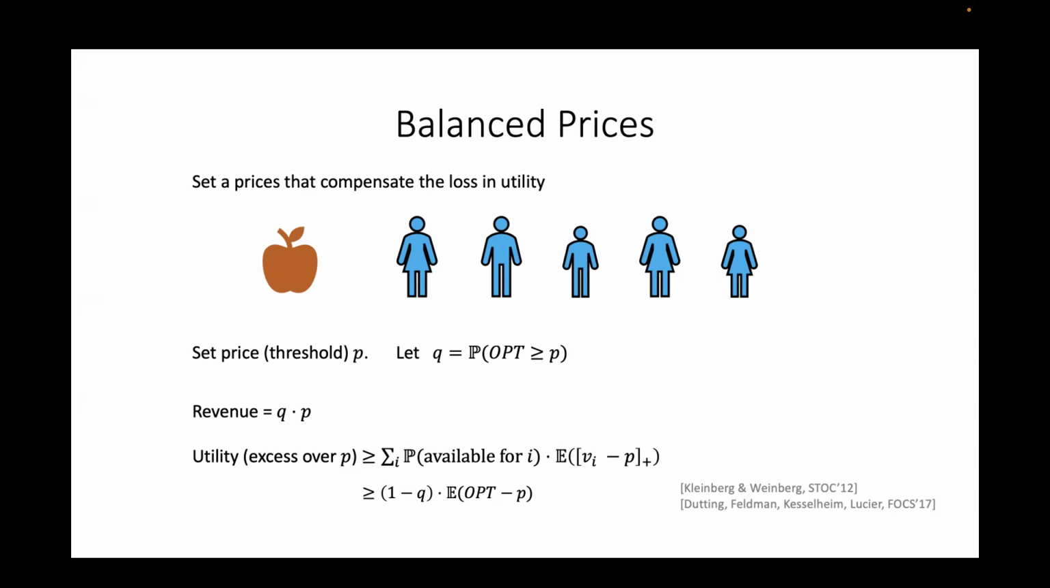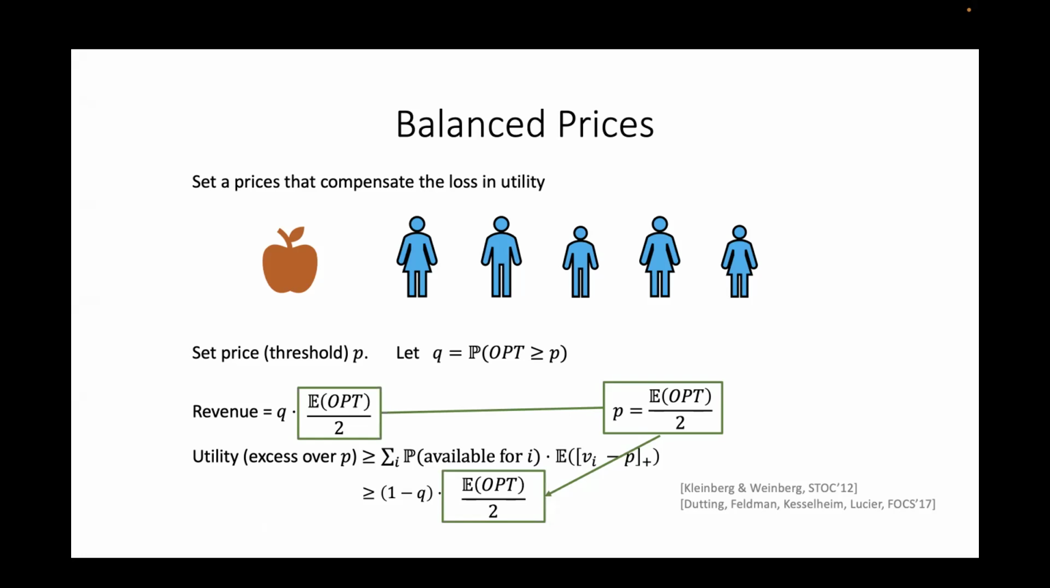Now, I said I want to compensate with the price the loss in utility, right? So essentially what I'm saying is that I want to make this price, that price over there in the revenue, equal to what I would lose in utility, which I say is expected opt minus price. I want to make these two things equal. So I can take the price as half the expectation of opt, right? I make these two things equal. And now when I sum these two things, the Q's cancel, and we get expected opt divided by 2 in total, right? Perfect.